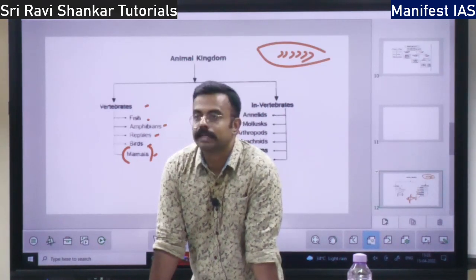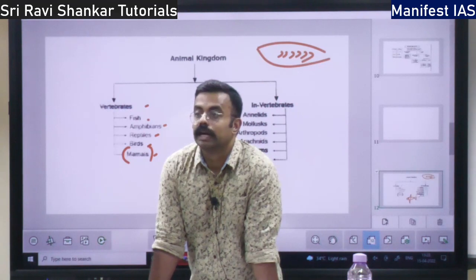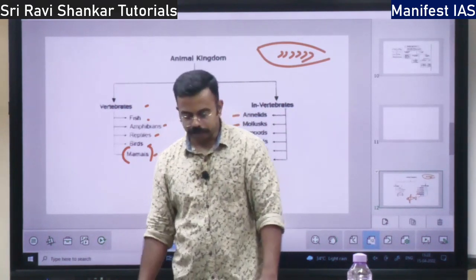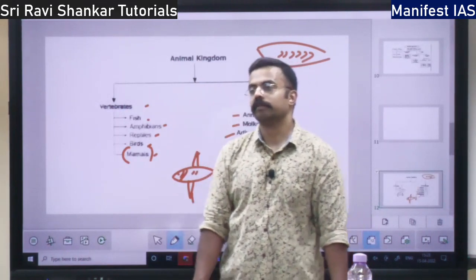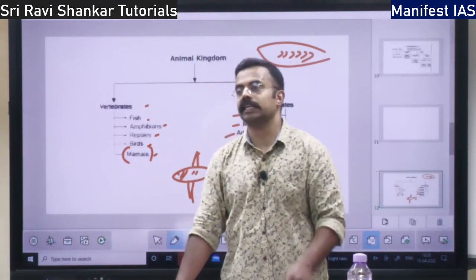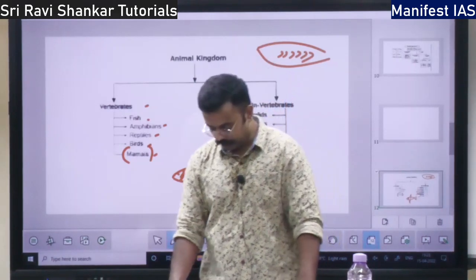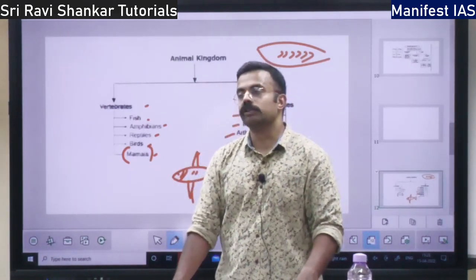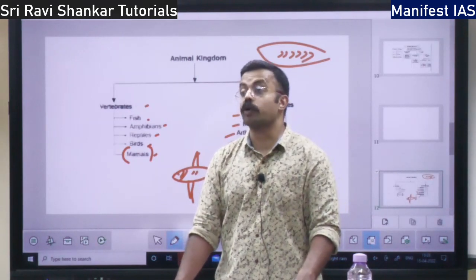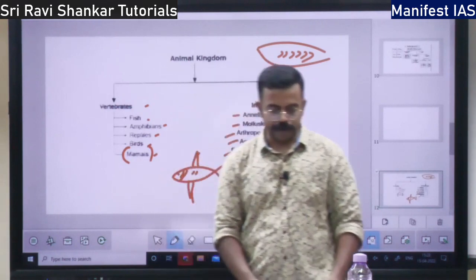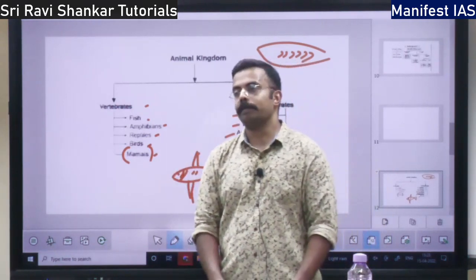So the amphibians have both lungs and gills. On land, they are going to breathe with lungs. In water, they are going to breathe with gills, right? They have a moist skin, slippery kind of a skin. If you have touched a frog, you know how moist the skin is, right? They also lay eggs and they have 4 legs, right? This is the basic identification mark for the amphibians.